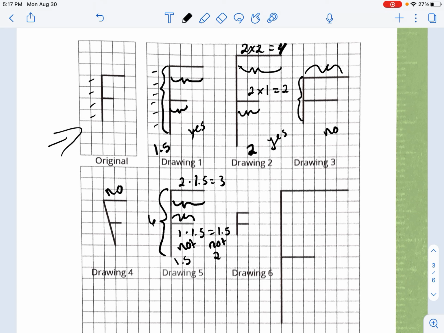Okay, drawing 6. So just looking at it, you see that both the top and the bottom line for the F are the same length, which is not the case in the original, so this one is no.